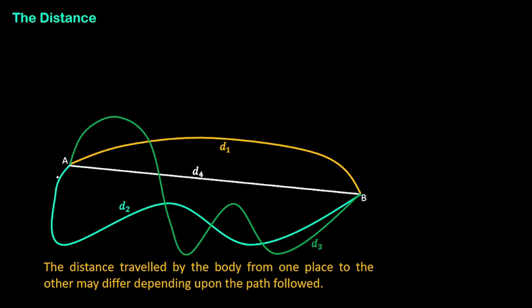So we see that given two positions, there are various paths by which a body can go from initial position to the final position. So it may travel different distances. So given the initial position and final position doesn't mean there is just a single way that the body can go from A to B and there will be a single value of distance. This is not so.